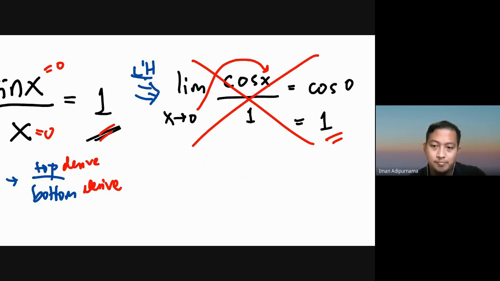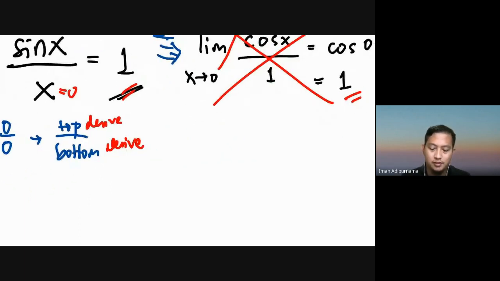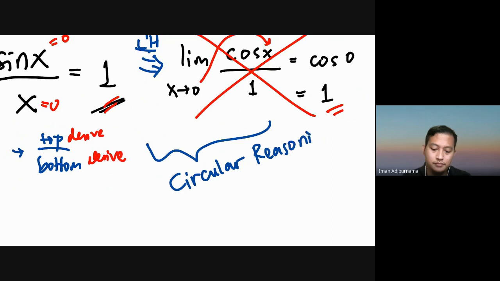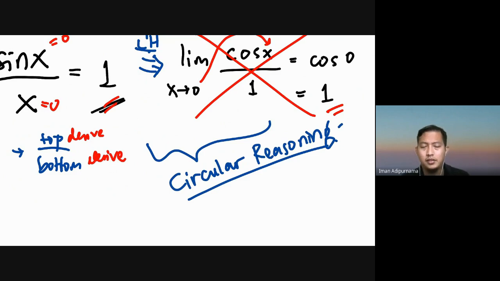Do you know what's wrong with this one? Why is this wrong? Anyone know? Okay, let me tell you. The reason is that this is something called circular reasoning. You will know why later, if we go into the derivative parts in more depth.